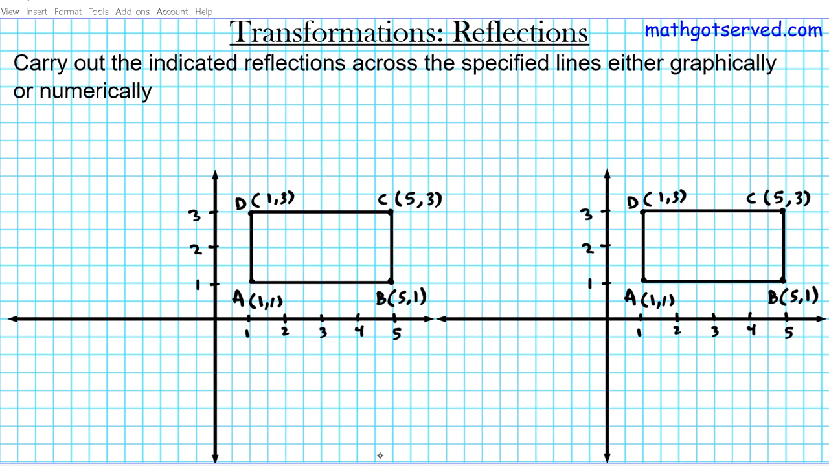All right, the instructions for the examples that we're working on are as follows. We are to carry out the indicated reflections across the specified lines, either graphically or numerically. Whichever method is most effective, that's the one that we will employ. For number one, we have rectangle ABCD with the given vertices.